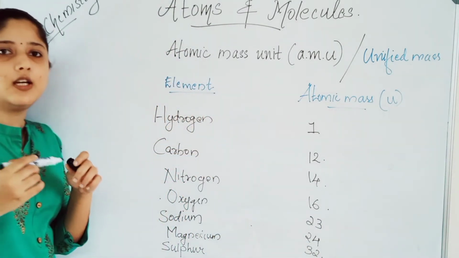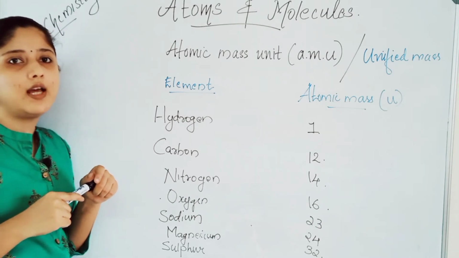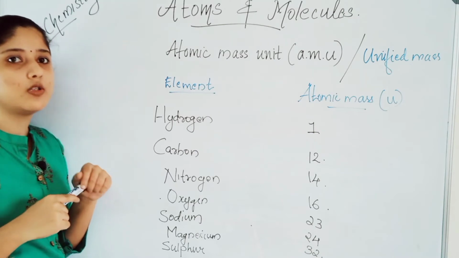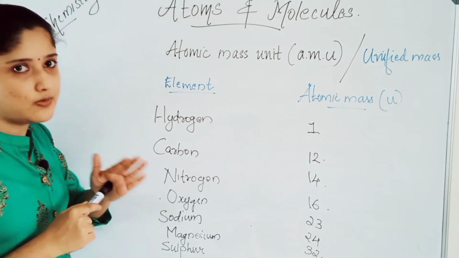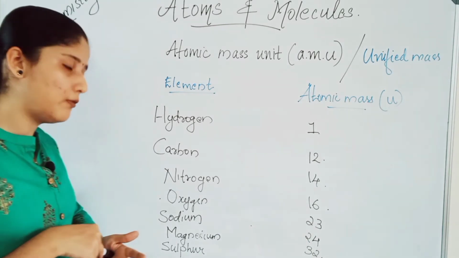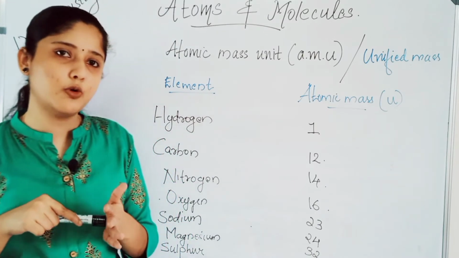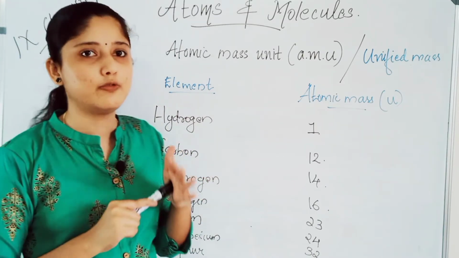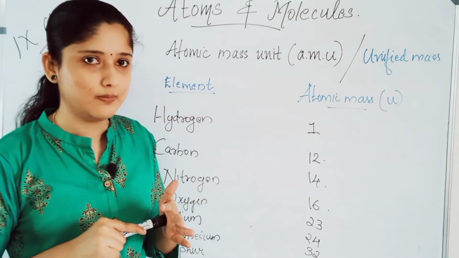First, hydrogen, the atomic mass is 1. Carbon atomic mass is 12. And that of nitrogen is 14, oxygen is 16, that of sodium is what? 23, that of sulfur is 32, and that of magnesium is 24. These are the examples of unified atomic mass of some of the elements. Just studied the atomic mass.